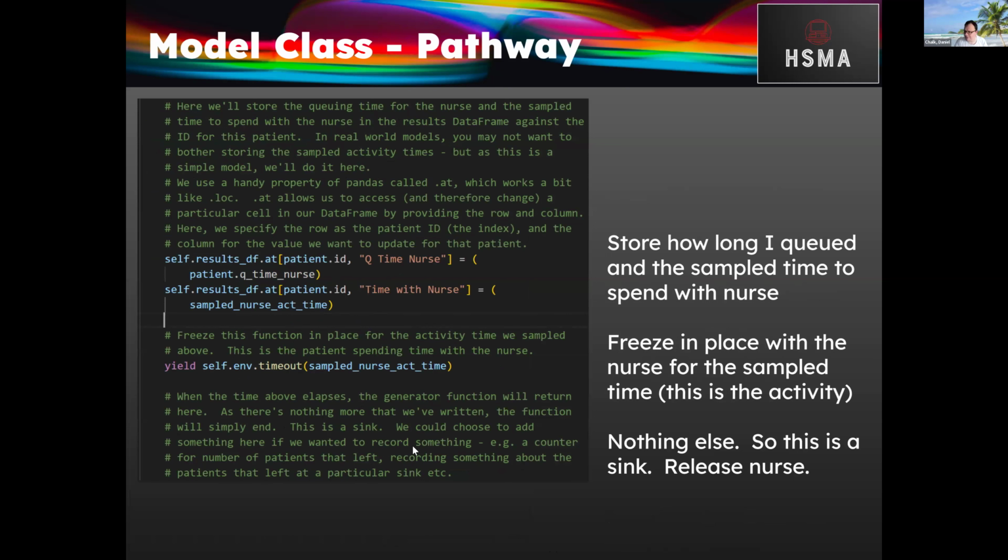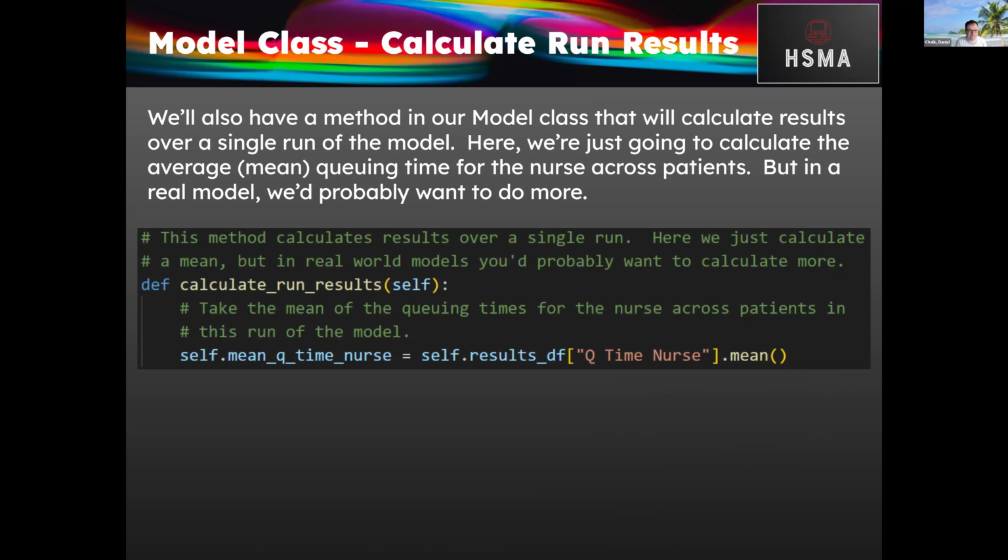And then I'm going to freeze in place with the nurse, so that the nurse is locked in just as I am for whatever time I sampled to spend with the nurse. And then nothing else. So the nurse is released, the nurse can go on to the next patient, and the patient has gone from the model. Hopefully this makes sense. I realise there's a lot to take in, so this will make more sense in the exercise when you have the time to create your own, and you'll be looking at all of this code.